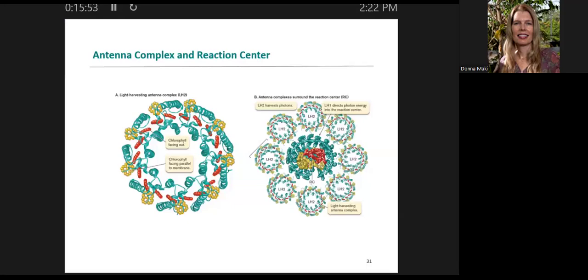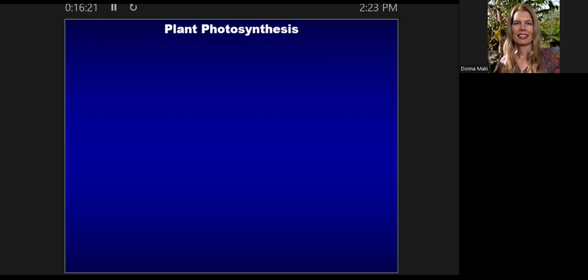So this is just a visual trying to get you to think about the antenna complex. Basically, it's just a lot of pigments that capture sunlight energy at slightly different wavelengths, so they are pretty efficient. And then we tend to say the energy funnels down to the reaction center. And it's really the reaction center where you see things really start to happen.